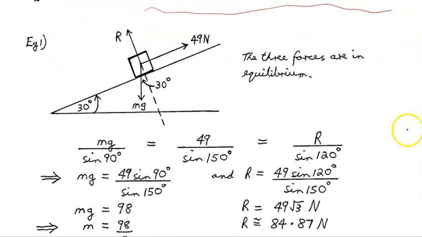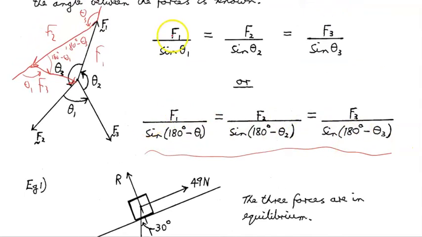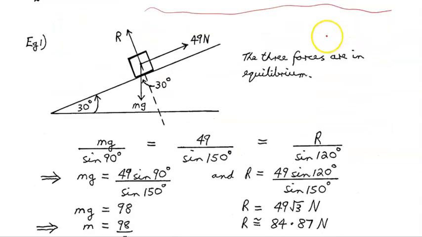Now we can use it in either form. If you close the triangle, you can do this. If the triangle's not closed and it's like the original diagram in black here, then f1 over sine theta 1, f2 over sine theta 2, f3 over sine theta 3. Okay, let's have a look at our example.